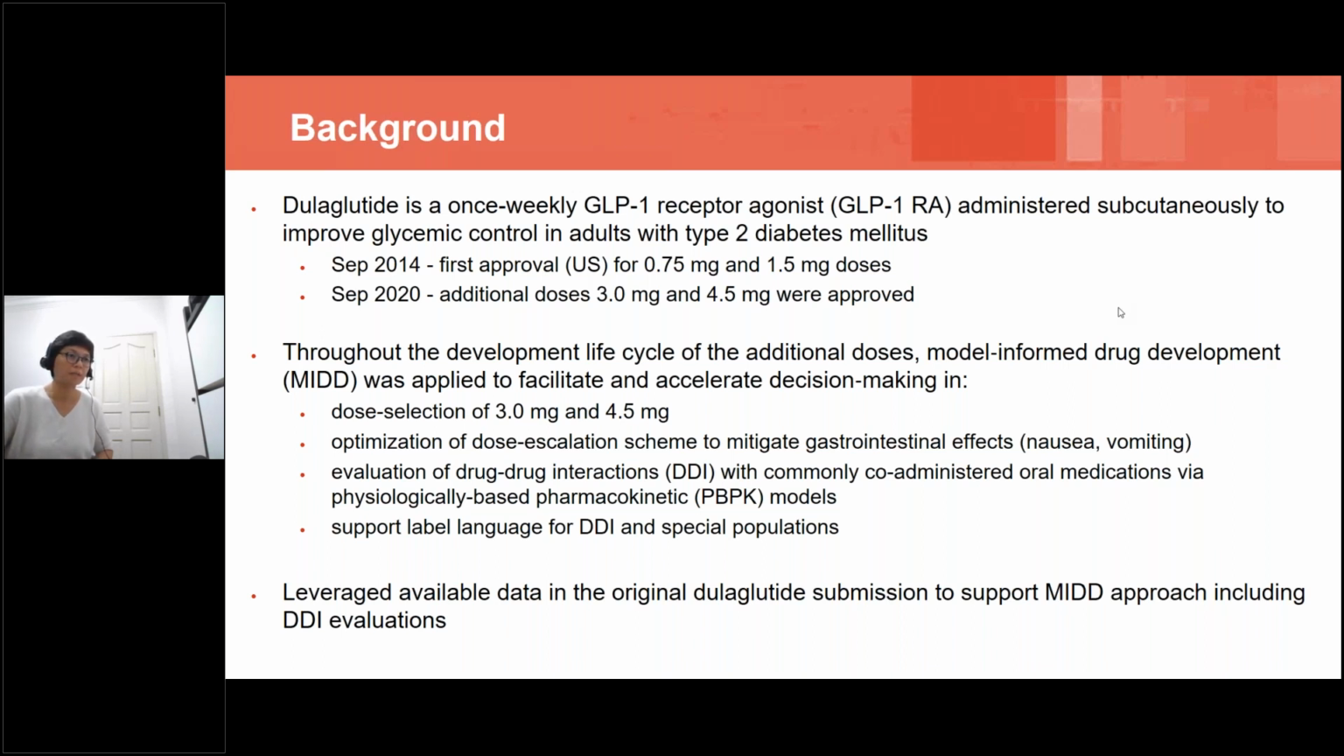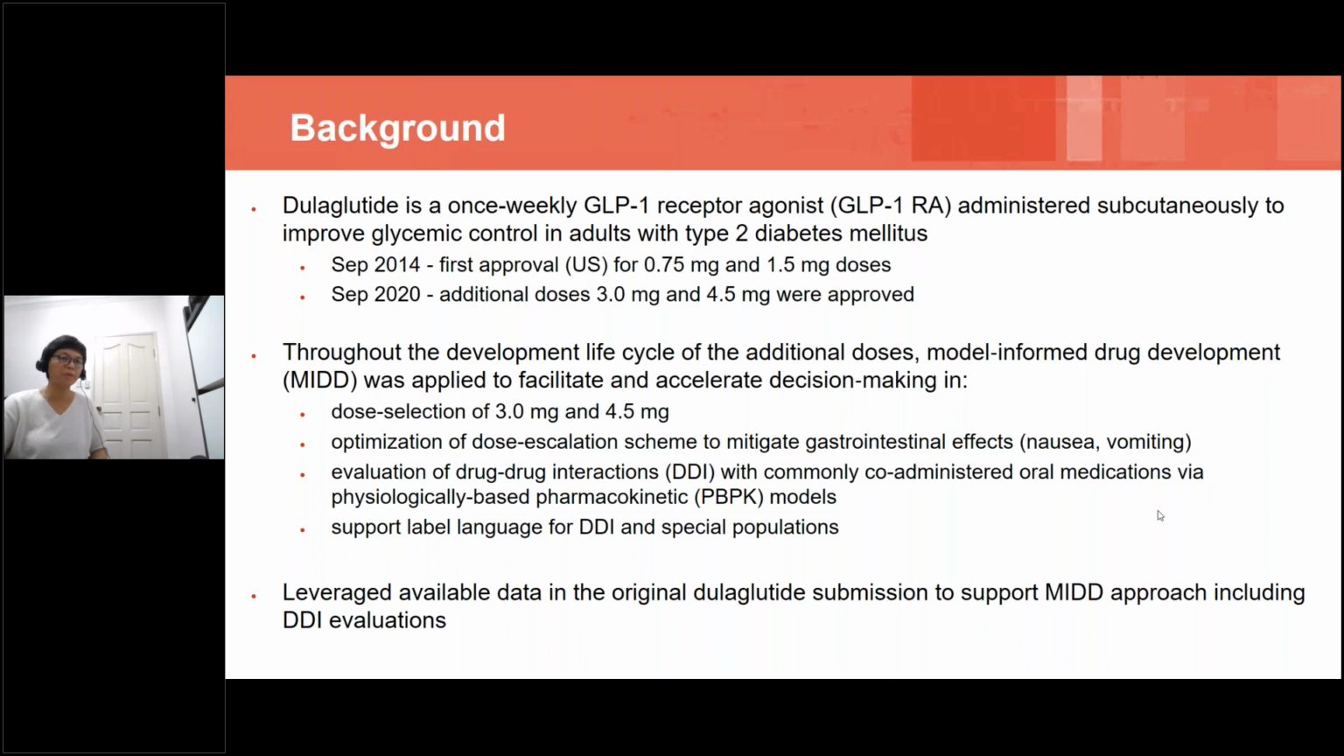The highlight of today, of course, is to evaluate drug-drug interactions of dulaglutide with some commonly co-administered oral medications. And this is done via a combination of POP PK modeling and PBPK models. Together, these models actually help to support the label language around drug-drug interaction, as well as dosing around the special populations that were in our label.